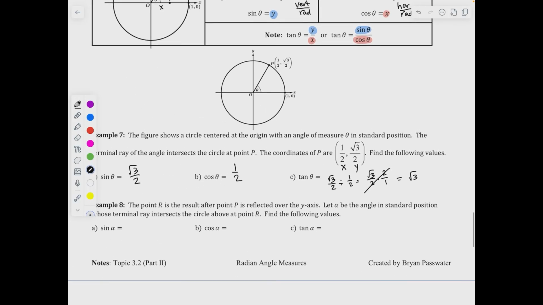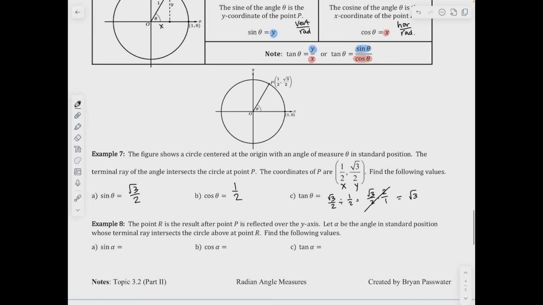Let's pause here. Let's try to get you to do example number 8. So pause, try it out, see what you get, and then we will go ahead and continue on to the very end.